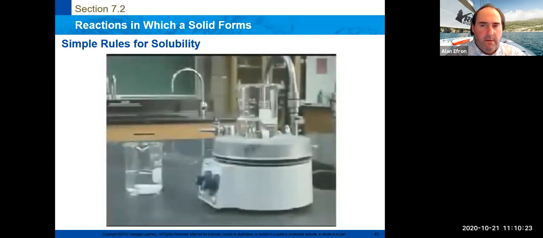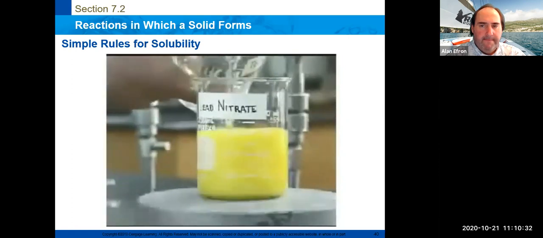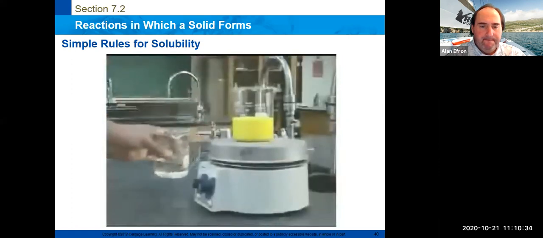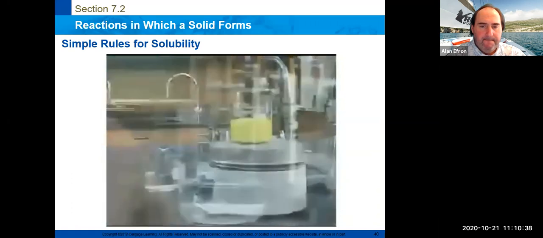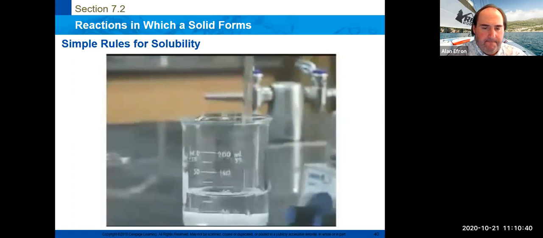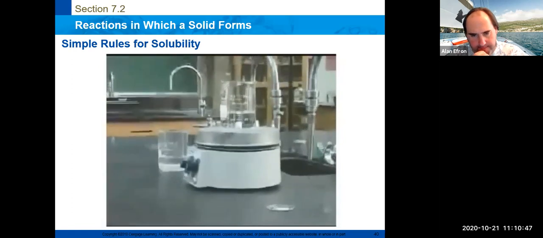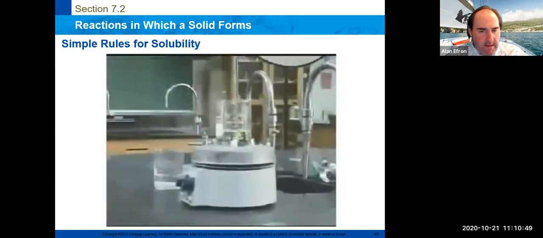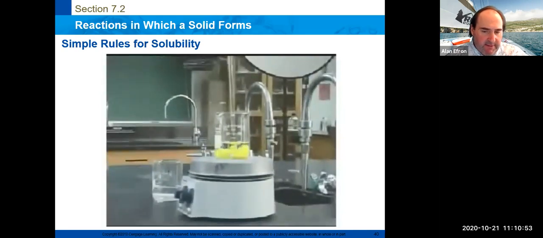Chlorides, bromides, and iodides are generally soluble, with the exception of compounds of mercury, silver, and lead. Potassium iodide solution is added to a lead nitrate solution. The precipitate that is formed is lead iodide. An alternative method to precipitate lead iodide is to use a pipette to deliver the potassium iodide. So obviously you can see that it is becoming insoluble in this particular case.